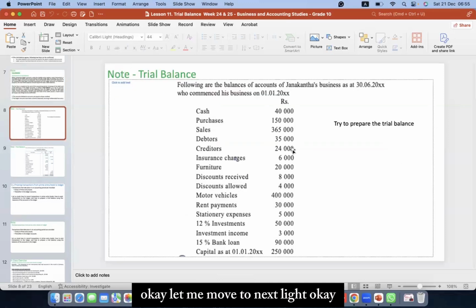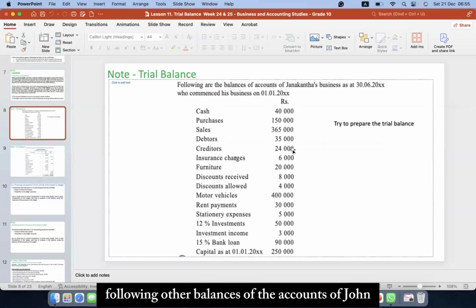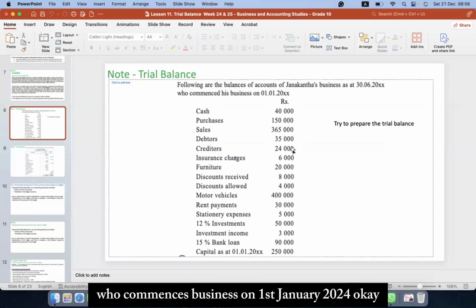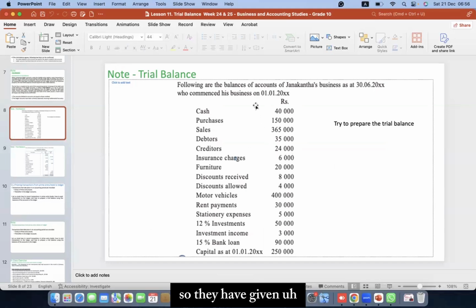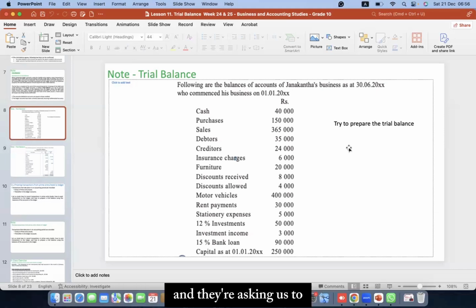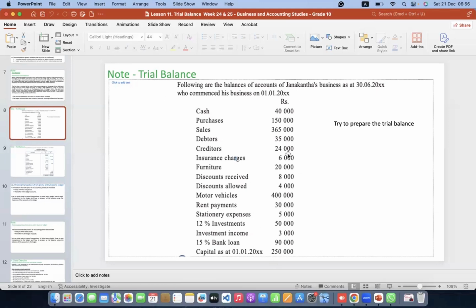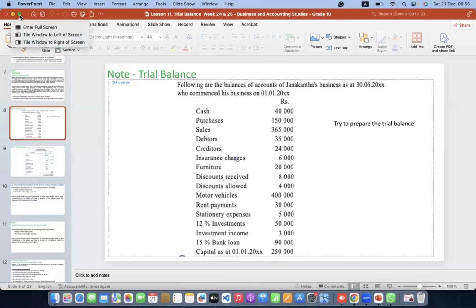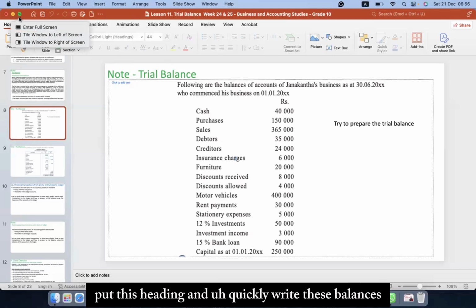Okay, let me move to the next slide. Following are the balances of the accounts of Janakanta's business as at 30th June 2024, who commenced his business on 1st January 2024. So they have given the end balances of the individual accounts, and they're asking us to try to prepare the trial balance. Can you start writing this? And then we can start preparing the trial balance. Put this heading and quickly write these balances.